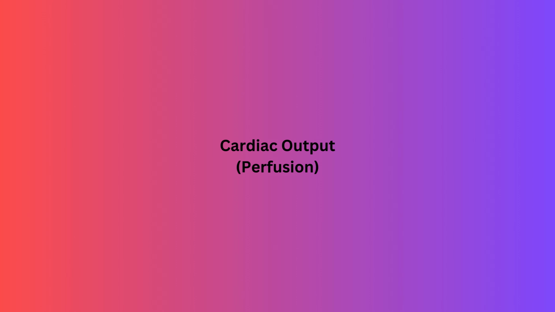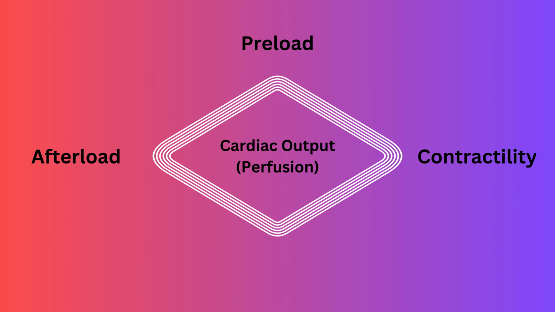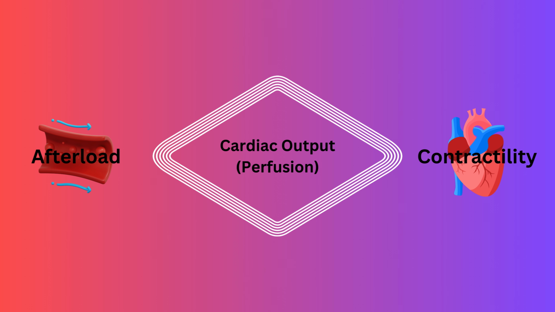Perfusion to the body can be modified by 4 mechanisms: preload, afterload, contractility, or heart rate. Depending on the cause of the hypotension, you have 4 options by which you can intervene. You can give fluids to increase the preload, start vasopressors to increase the afterload, start inotropes to increase contractility, or use chronotropes or external pacing to increase the heart rate. Since this is a presentation on vasopressors and inotropes, we're only going to focus on these 2 mechanisms.